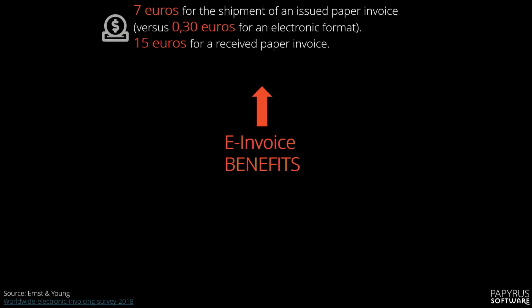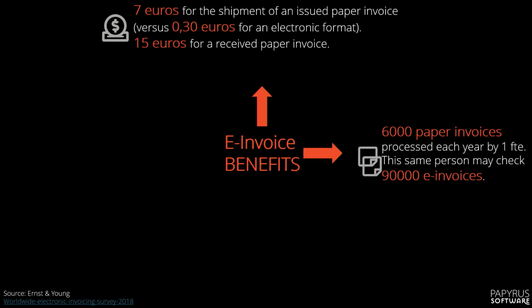First of all, we can reduce our cost. We can reduce our cost not only in sending invoices, but also in receiving them. We can save up to 7 euros per invoice sent, and up to 15 euros per invoice received. Of course, this is only for one invoice. Imagine companies that send thousands of invoices per year; we will save a lot of money. Then we can process many more invoices. One person per year can process up to 6,000 paper invoices right now, but with e-invoicing, we can improve this to 90,000 e-invoices per year.